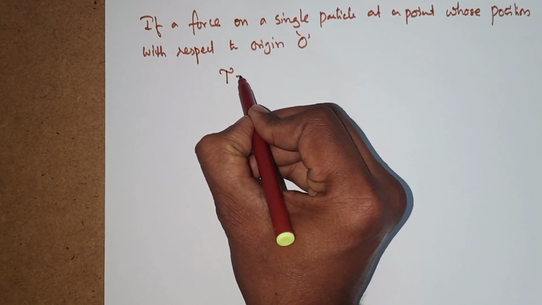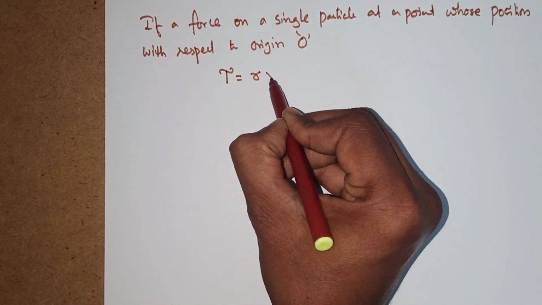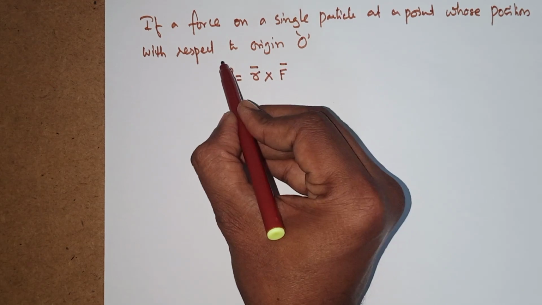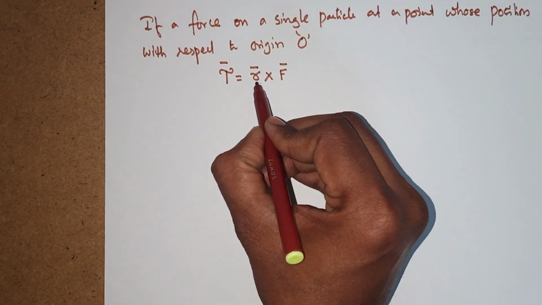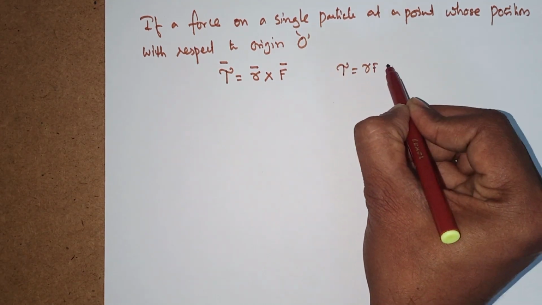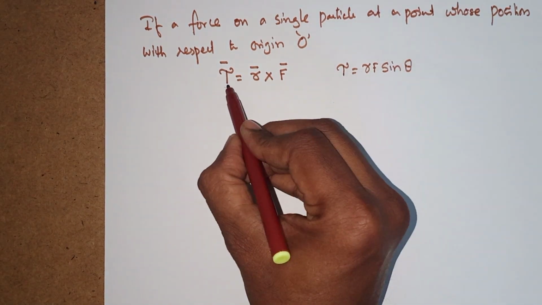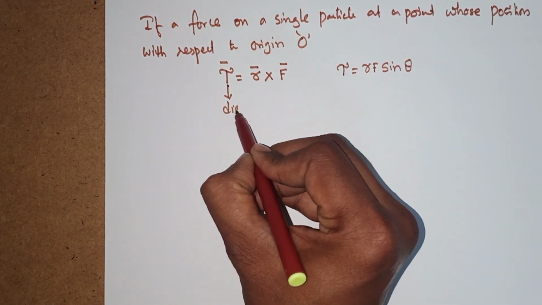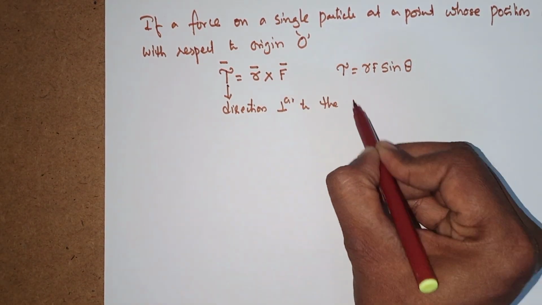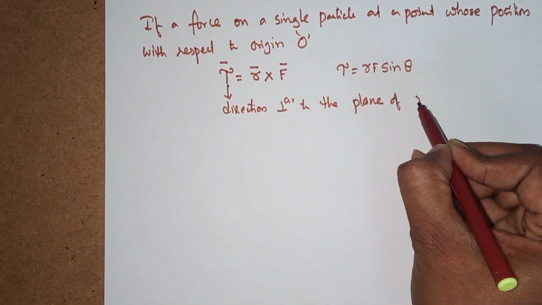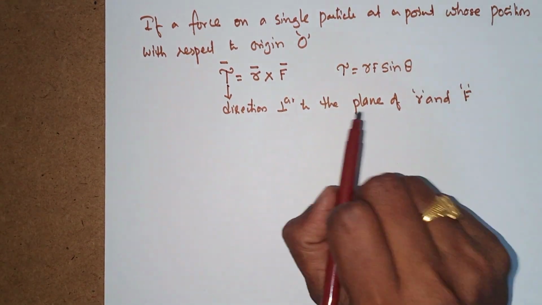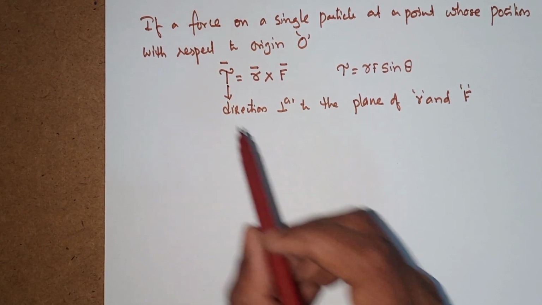Torque tau is equal to the cross product of r and f. What is r? It is the position vector. So r cross f, or we will write it as tau is equal to r f sin theta. Tau has a direction perpendicular to the plane of r and f. If we choose r and f as one plane, perpendicular to that, making 90 degrees, the torque has that direction.